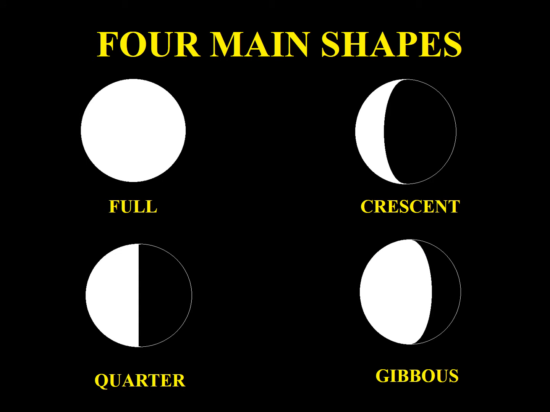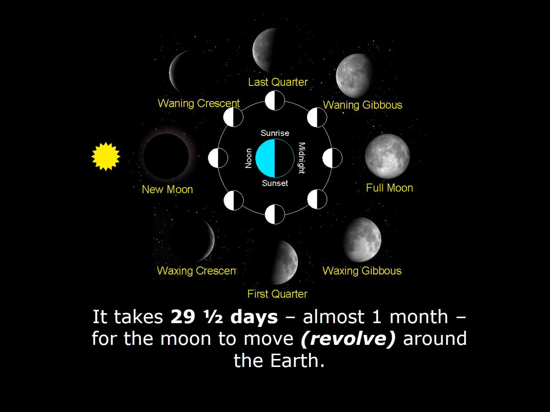Here are the four shapes. Take time to draw them in your notes. Now, it takes 29.5 days for the moon to revolve around the Earth.